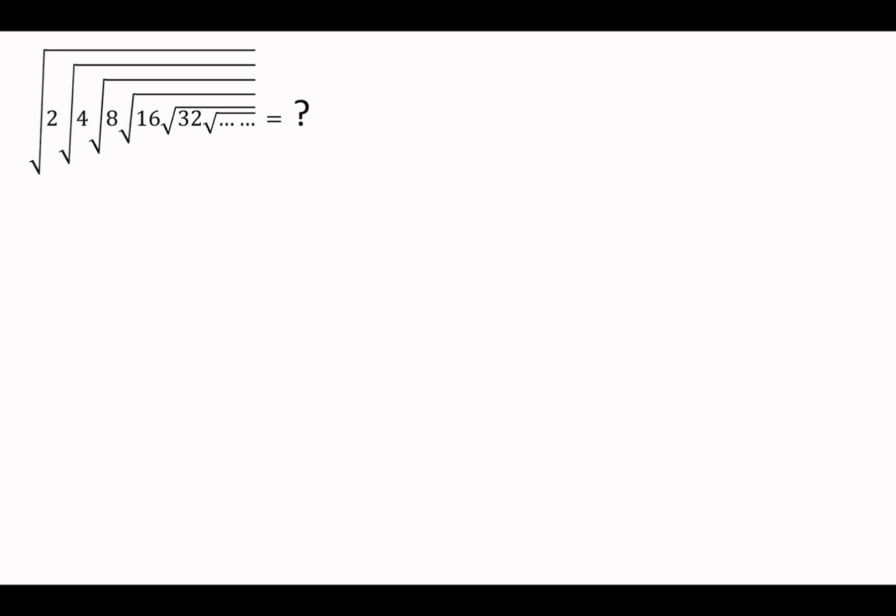Hi guys, today we're going to solve another infinity square root problem. I love infinity because you can visualize your imagination with specific numbers. So that's pretty cool. Let's take a look at this one.